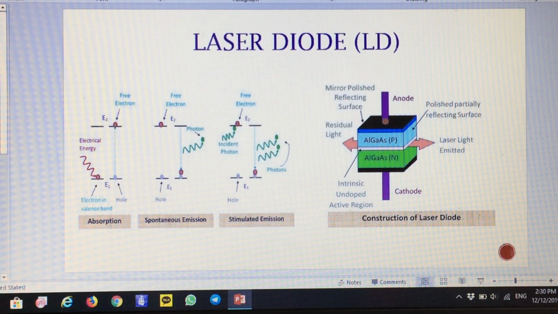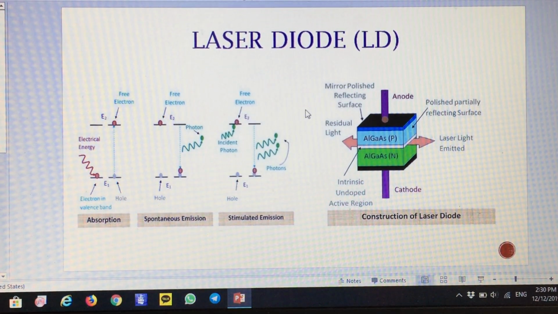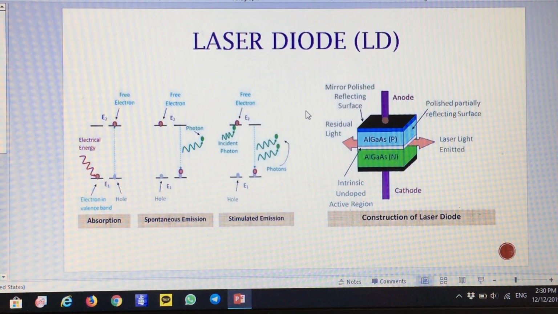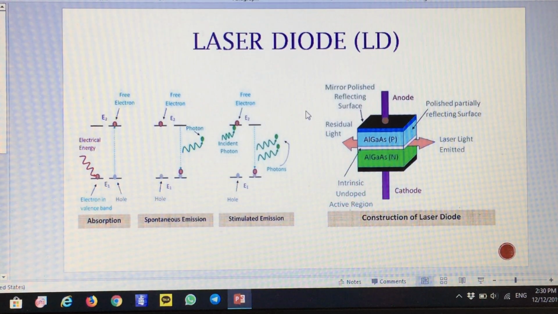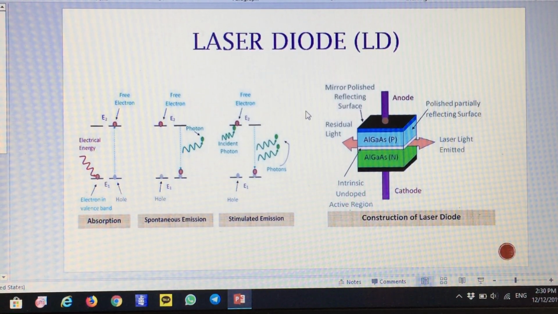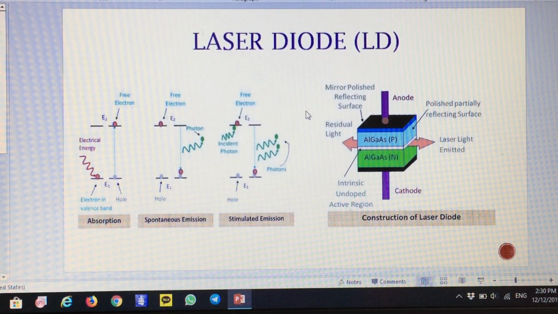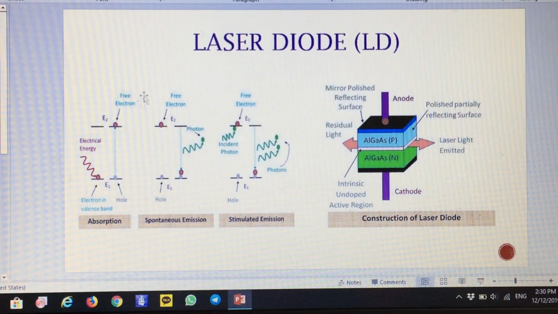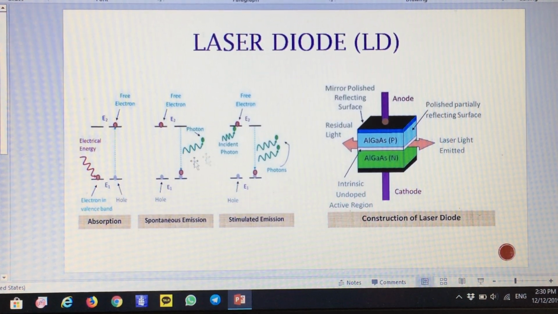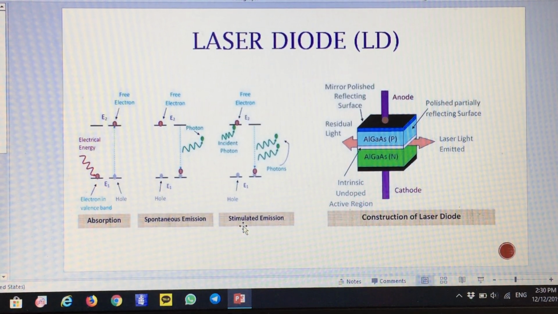As you can see, this is the whole structure of a laser diode. In a laser diode, there are three phenomena by which an atom can emit light energy. These are absorption, spontaneous emission, and stimulated emission. This is the general structure of this process: absorption, spontaneous emission, and stimulated emission.